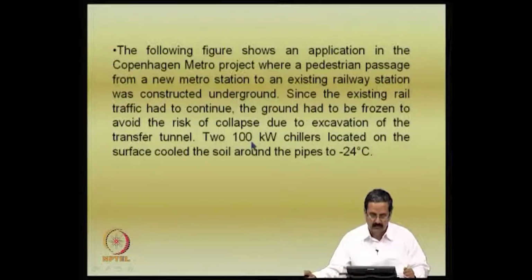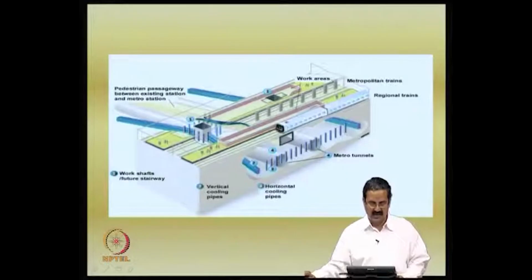So, 200 kilowatt chillers, which are cooling systems located on the surface, cooled the ground to minus 24 degrees, and then it was effective. This is how it was done. This is the pedestrian pathway between the existing stations that they have created, and this is the shaft with vertical cooling systems, and horizontal cooling systems. They have metro tunnels here, which are tunnels already working. These are all the systems.